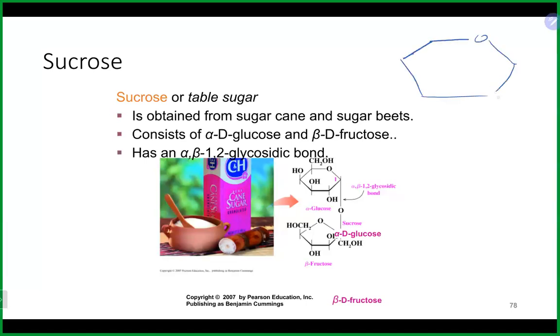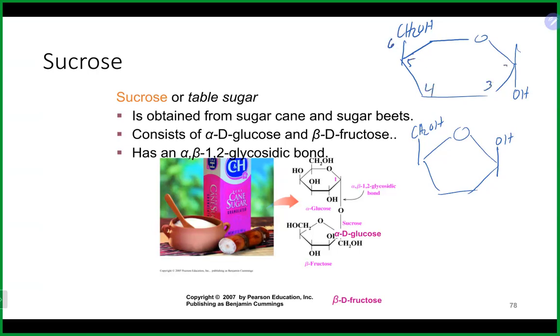If I redraw these things quickly here, we have our OH and our OH coming this way. So in this particular case, the numbering is going to be 6, 5, 4, 3, and 2.